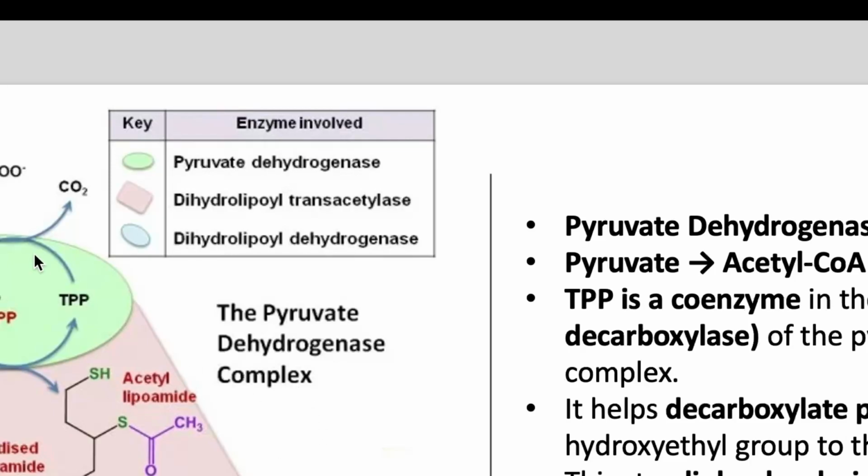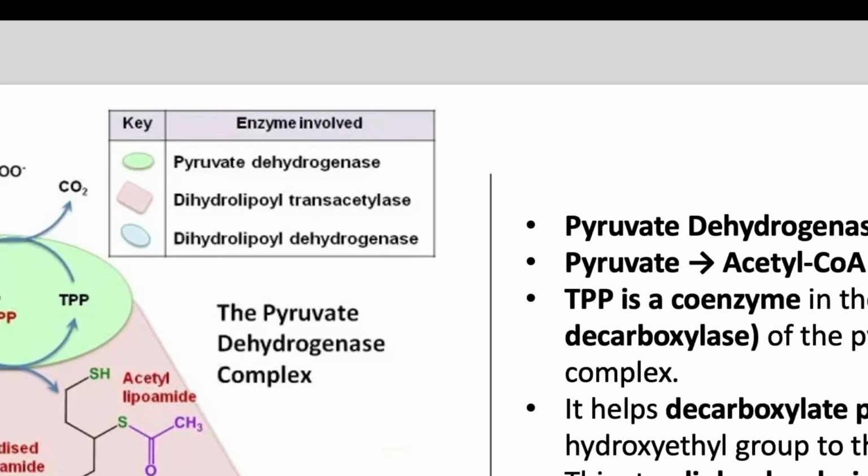So if you see here, this is the pyruvate. Pyruvate is channeled to TPP. TPP holds it, so it is hydroxyethyl TPP. Now this will be transferred to the acetyl lipoamide. These are all components of the enzyme complex. So oxidized lipoamide will take on the hydroxyethyl group from TPP. Now this will act on coenzyme A and turn it into acetyl coenzyme A.